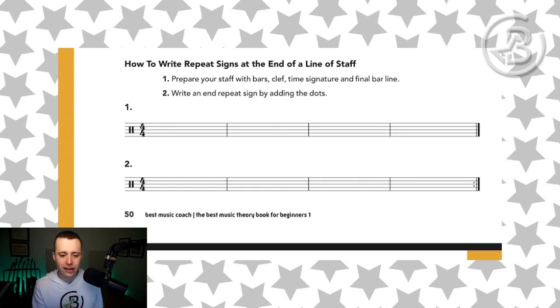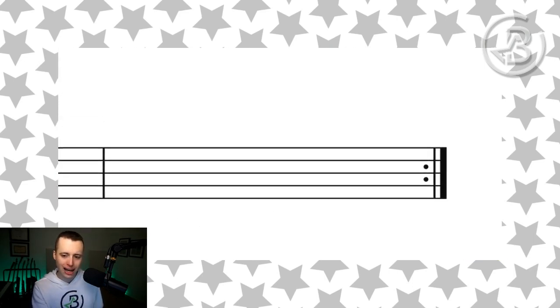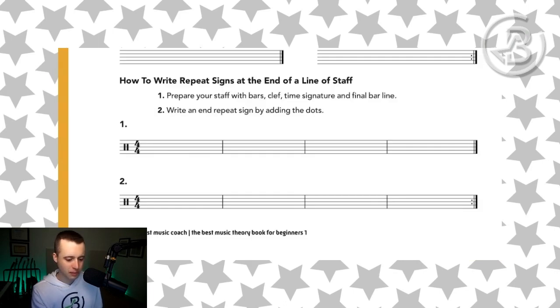Divide it in half, divide it into quarters, add a final bar line, percussion clef, time signature, and all you're going to do is add those 2 dots in there. So the only difference is that from the top to the bottom, we've got those 2 little dots right there. And that's basically it for writing a repeat sign.